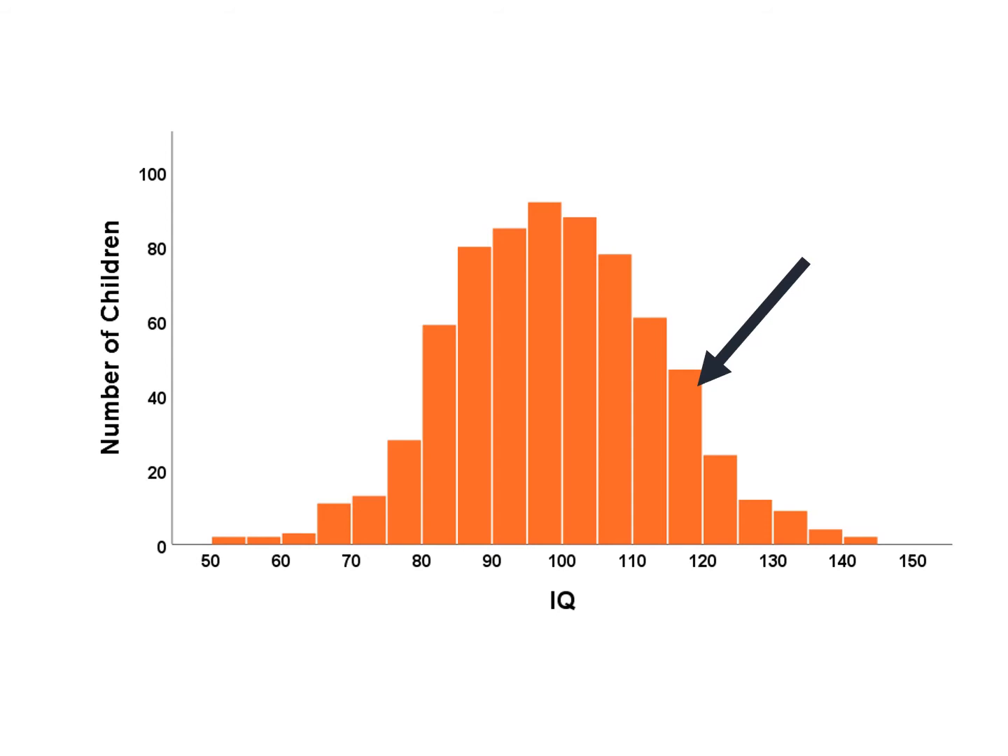Now this interval is for IQs between 115 and 120. What is a good estimate for the height of this bar? Yeah, I would say that a good estimate for the height of this bar might be around 50. And how many children had IQs in this range? We can take our estimate of 50, multiply it by the width of the interval, 5, and get an estimate of around 250.